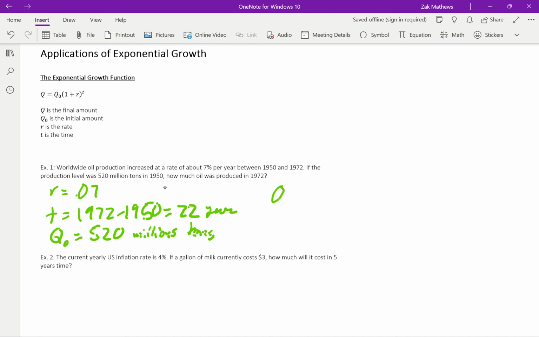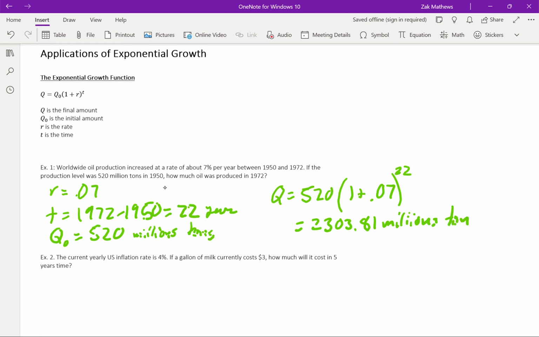So let's set up our formula. Q equals Q naught, which is 520, times (1 plus, it is increasing because the rate was going up, the 7%, so 0.07) to the time, which was 22. Now I'm just going to type all of this straight into my calculator. When I type all of this in, I get 2,303.81, and our units would be million tons.